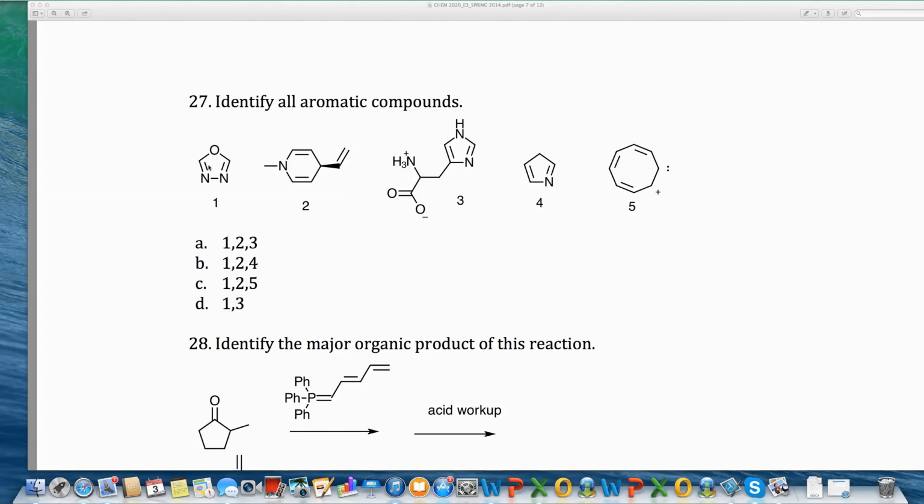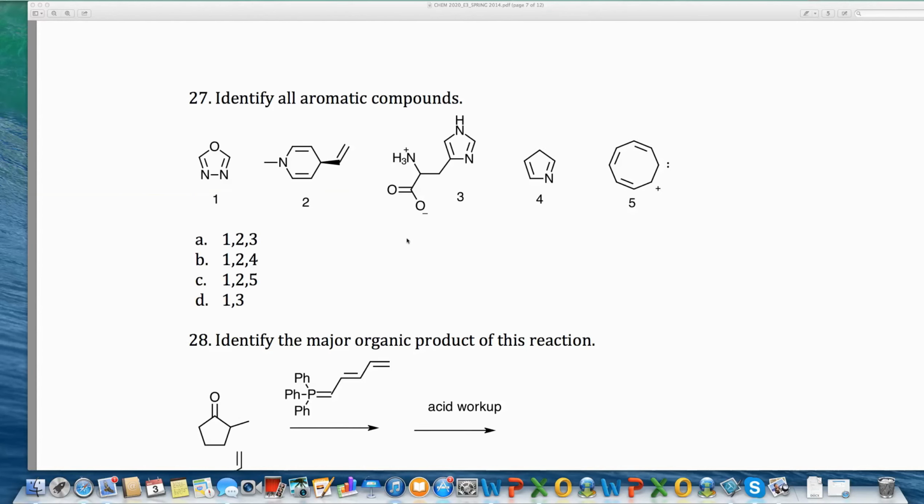Aromatic compounds, obviously the 1,3,4-oxadiazole is one where a lone pair of oxygen adds to the ring, so you have a 6-pi system. So 1 is part of the answer. Of course, we knew that already. 2 is non-aromatic. This carbon's sp3 hybridized. Once you know that 2 doesn't belong, you eliminate A and B and C. The best answer must be D. This is the amino acid histidine.